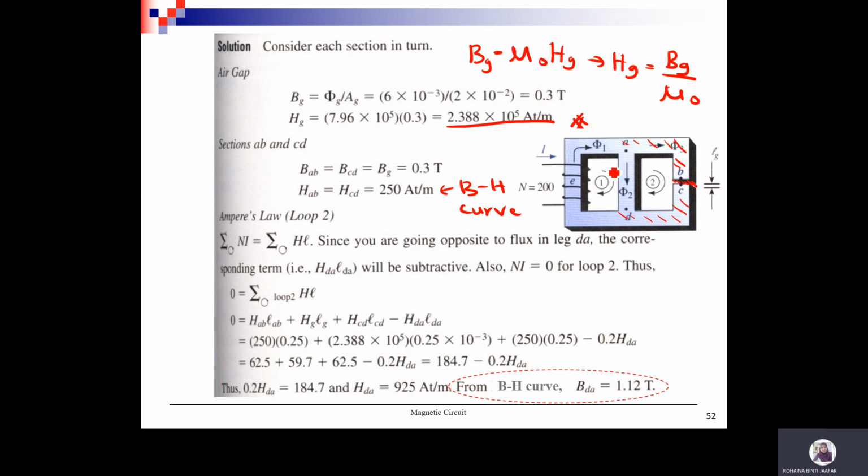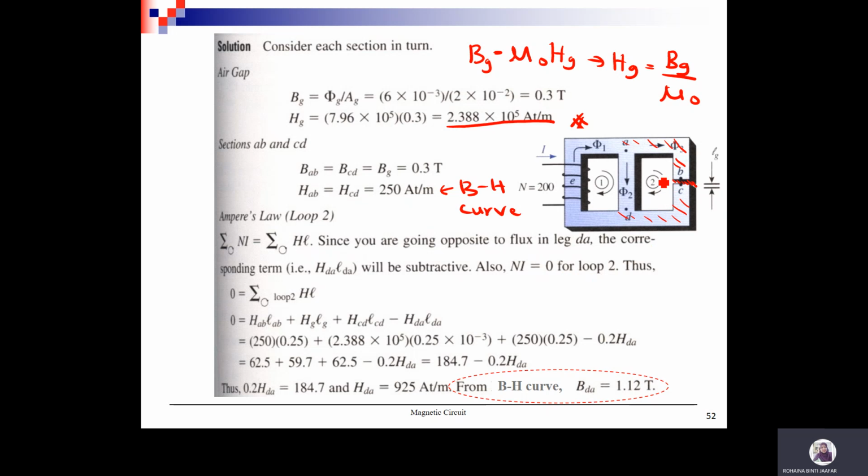Since it is parallel, you have to draw loop 1 and loop 2. Same application, KCL or mesh analysis. The sum of Ni equals the sum of HL. Since you are going opposite to the flux in leg DA, the corresponding HL will be subtractive. Also Ni equals 0 for loop 2.